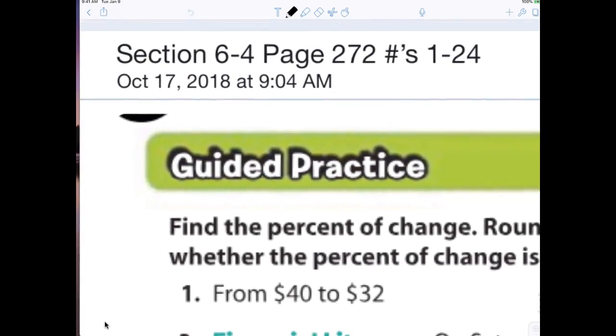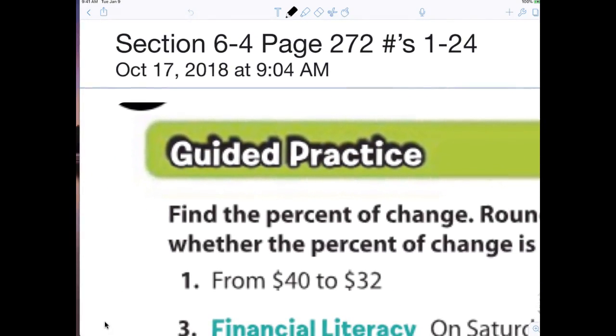Yeah. So here we go. Let's head the paper real quick, and I'm going to show you. It's really simple. My lesson today is going to be really short and sweet, and I'm going to expect you to do all the problems on your own. All right? So today is section 6-4, page 272, numbers 1 through 24.